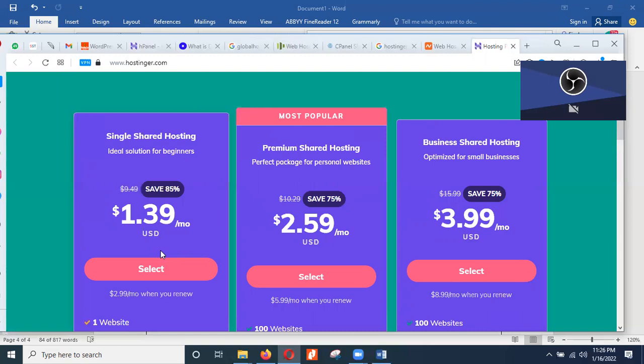But there is one challenge with using a foreign host. If you are a starter and you are running on a serious budget, you can consider a Nigerian host. Global hosting can be okay.